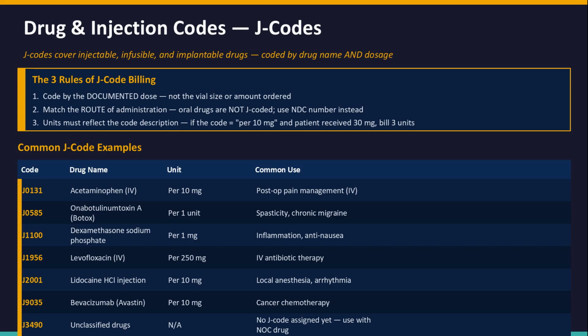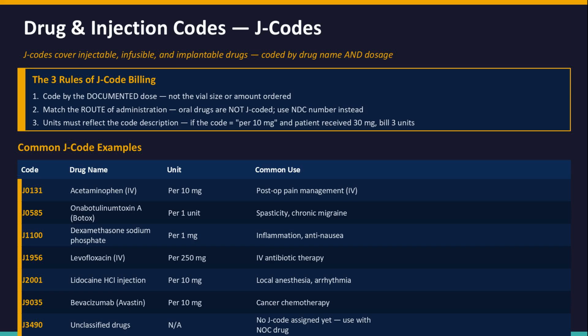Rule 3. Units must match the code's per-unit description. This is where a lot of billers make costly mistakes. If a J-code says per 10 mg and the patient received 30 mg, you bill 3 units of that code, not 1 unit. Getting this wrong means you either underbill and leave revenue on the table, or overbill and create a compliance problem. Look at the examples on screen.